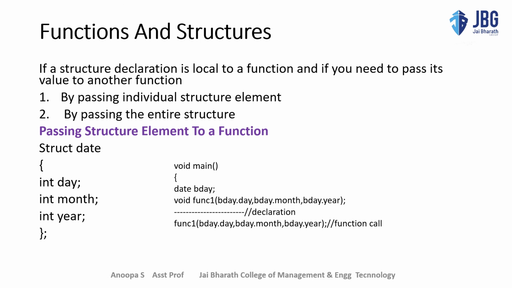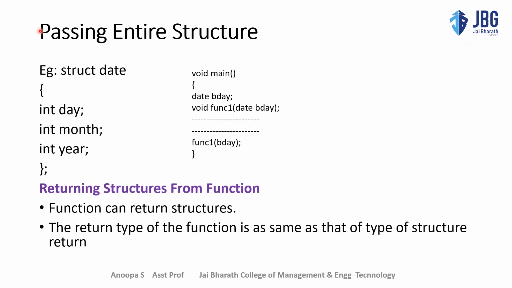Now we can pass a structure as a whole. For example, this is the struct date. See here, date birthday, then void function one, then date birthday. I am passing the whole structure as a parameter. Now, returning a structure from a function. A function can return structures. We have seen that it can return values, and here it can return even structures. So the return type of the function is the same as the type of the structure returned. So I hope you have understood the concept of structures.